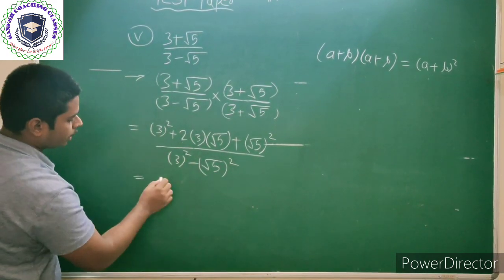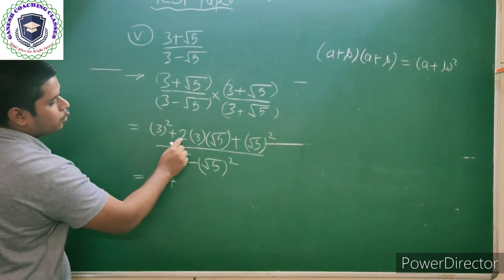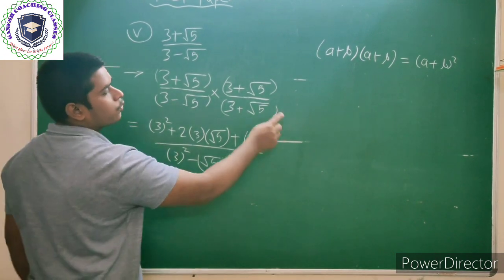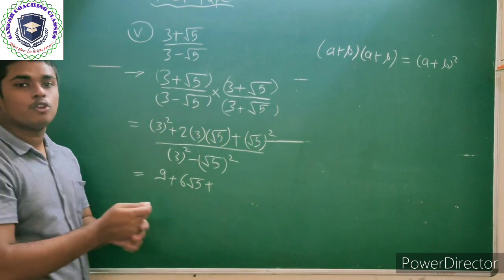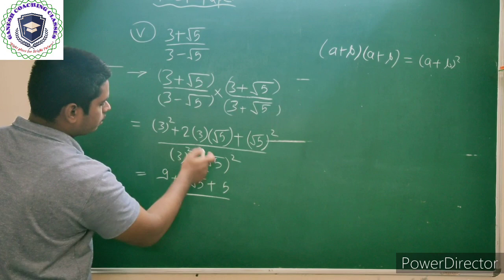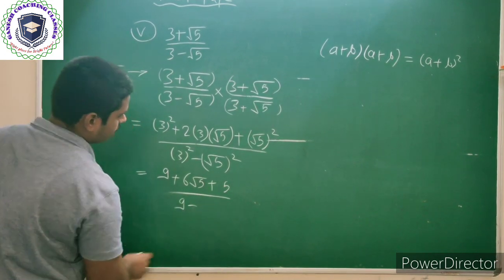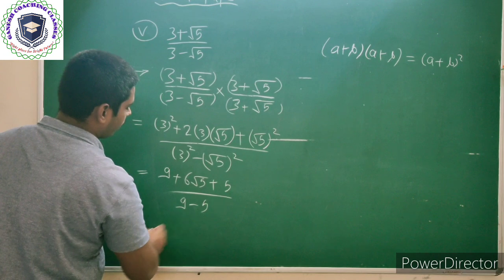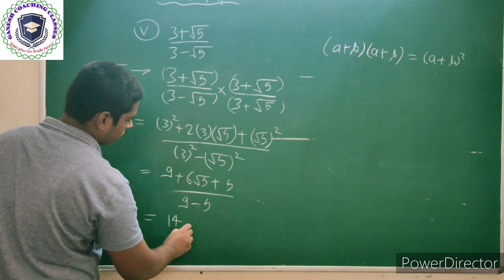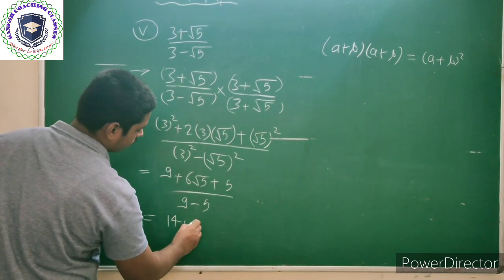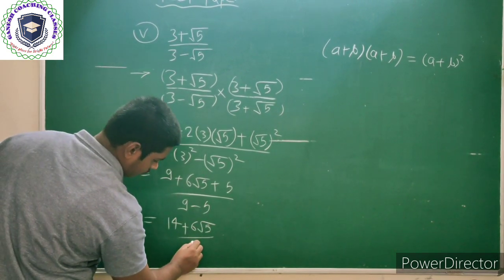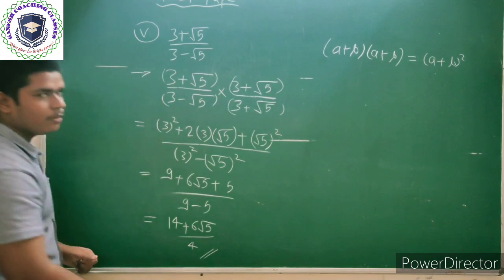Okay, so here root 3 square is 3, plus 2 root 3s, that is 2 root 3 into root 5, 2 root 15, plus root 5 the square. What is the value of root of a square? It is a. So here root 5 the square is 5, and in the denominator root 3 square is 3 minus root 5 square, that is 5. So what is the final answer here? 3 plus 5, that is 8, and 2 root 15, and in the denominator 3 minus 5, what is here? Minus 2. Okay, so this is our final answer.